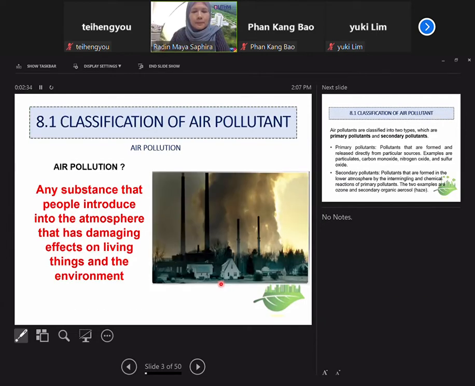Okay, let me ask you before I proceed. Okay, comparison between water and air pollution. So which do you think is very difficult for you to measure and why? Anyone? Ada siapa nak cuba?